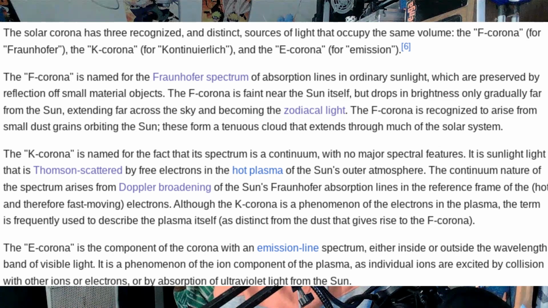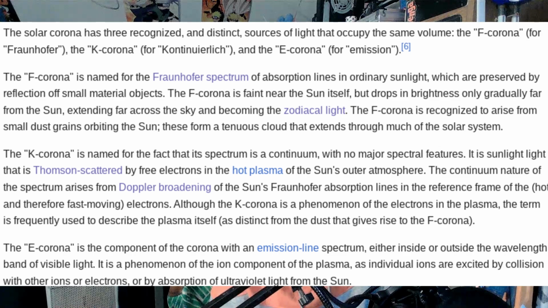The second is the K corona, which is a spectrum containing no major spectral features. It is sunlight that is Thomson scattered, which is elastic scattering by a free charged particle in the hot plasma of the sun's outer atmosphere. The K corona is a phenomenon of the electrons in the plasma. This term is frequently used to describe the plasma itself. And lastly, the E corona is the component of the corona with an emission line spectrum. It is a phenomenon of the ion component of the plasma as individual ions are excited by collision or absorption of the UV light.